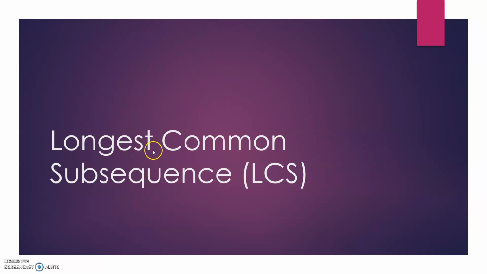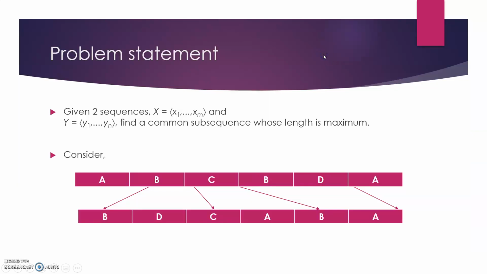Hi, the topic here is the longest common subsequence, that is LCS. In the first problem statement, we have two sequences, x ranges from x1 to xm and y is y1 to yn. Our objective is to find the longest common subsequence between these two strings. In the first case, we have two strings, the first one is going to be our x and this is going to be our y.